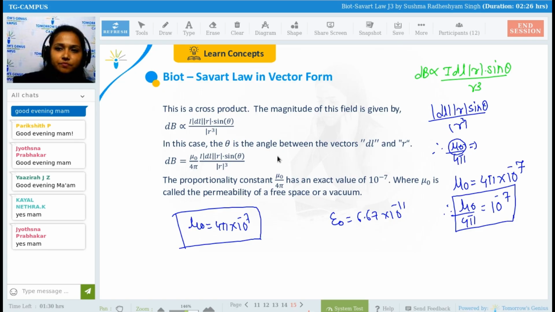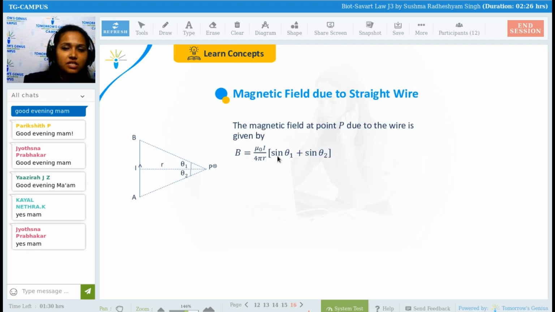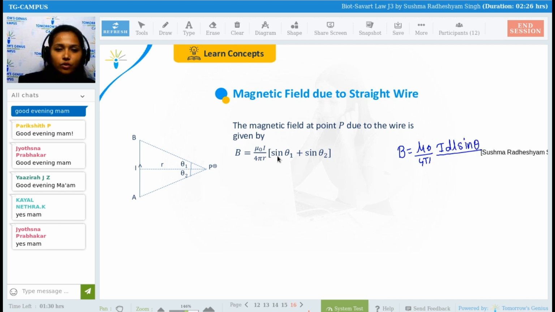Okay. So we move further. So see, now we have a formula. What is our magnetic field? So the magnetic field is mu naught over 4 pi I dl sine theta over r square. Okay, clear this point?